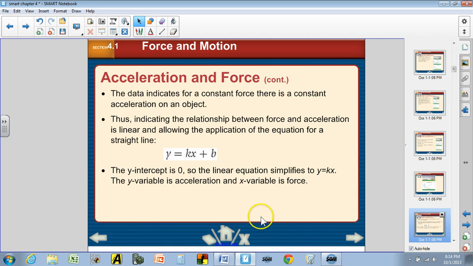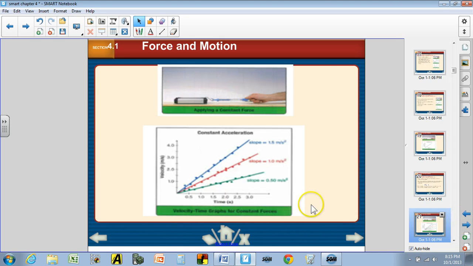The data indicates that with a constant force, there's a constant acceleration of the object. And we can make an equation that says y is equal to kx plus b, where k is some kind of constant that we're going to use in the equation. It makes sense that the y-intercept is 0. If you don't have any force, you don't have any acceleration. So the y-intercept is going to be 0, and we simply get y is equal to kx.